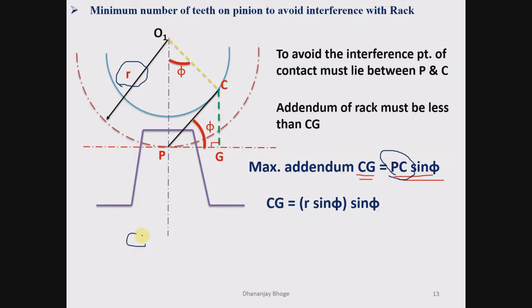Look at the triangle O1CP, which is also a right angle triangle at point C, and from this triangle PC is equal to r sine of phi. That means sine of phi is equal to the opposite side PC over the hypotenuse O1P, which is equal to the pitch circle radius r. Got it? So we will substitute r sine of phi for PC.